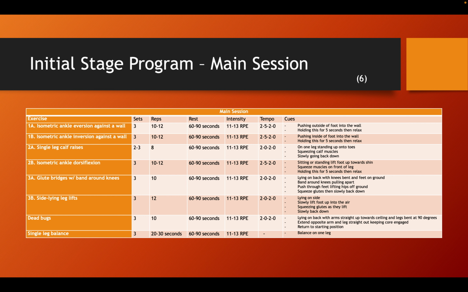Isometric ankle eversion and inversion have been included to aid in strengthening muscles such as peroneus longus, peroneus brevis, tibialis anterior, and tibialis posterior. By strengthening these muscles, it will aid in stabilizing the ankle joint and reducing the risk of re-injury through improved strength and proprioception. Similarly, with the single leg calf raises and isometric ankle dorsiflexion, working the muscles such as gastrocnemius, soleus, plantaris, tibialis anterior, and extensor hallucis longus, aid in strengthening and stabilizing the ankle joint.